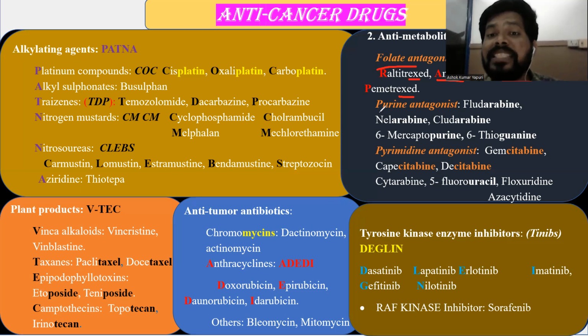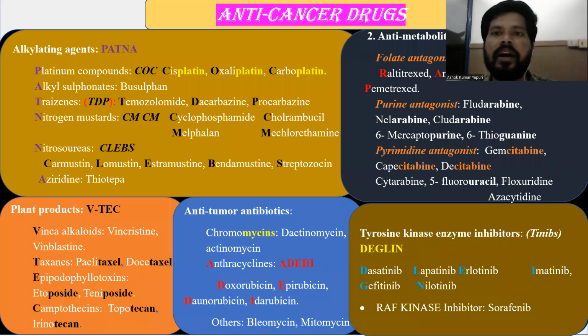And next are the purine antagonists. Examples are fludarabine, nelarabine, 6-mercaptopurine, as well as 6-thioguanine. These compounds oppose the metabolism or synthesis of purines in the cancer cell. And next are the pyrimidine antagonists. Examples are gemcitabine, capecitabine, decitabine, cytarabine, 5-fluorouracil, floxuridine, as well as azacitidine. These drugs oppose pyrimidine synthesis in the DNA present in the cancer cells. So that is about anti-metabolites.